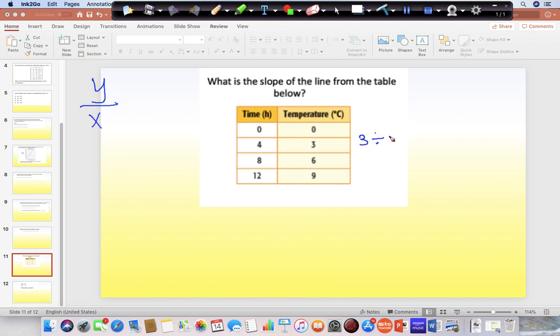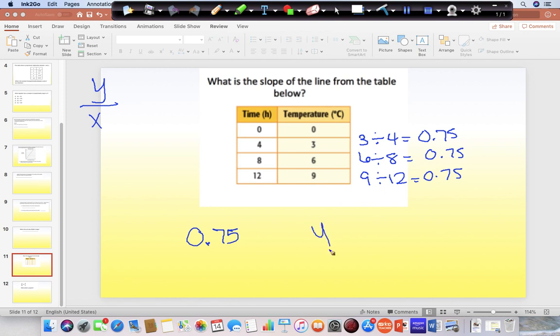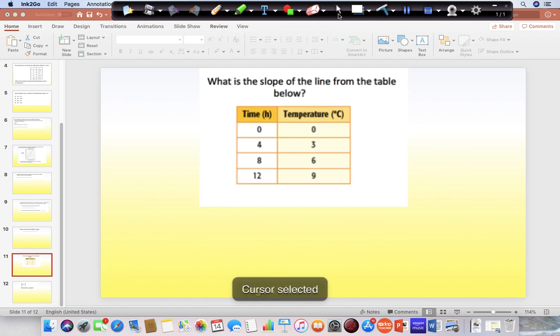So 3 divided by 4 gives us 0.75. 6 divided by 8 gives us 0.75. And 9 divided by 12 gives us 0.75. So our slope is 0.75. And if you're writing this in slope-intercept form, it would be y equals 0.75x. And slope is always the coefficient in front of x. So that is our slope, 0.75.